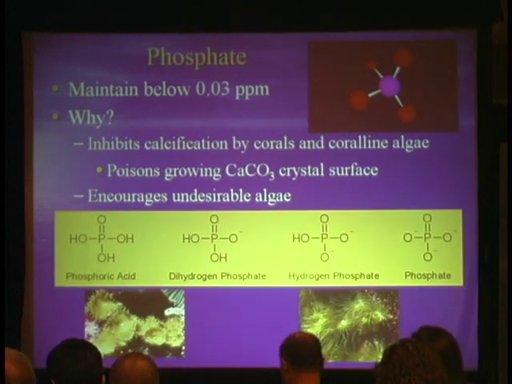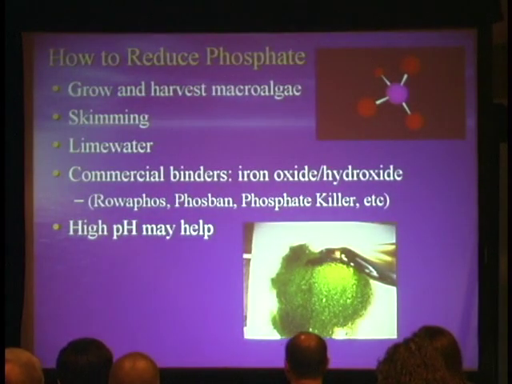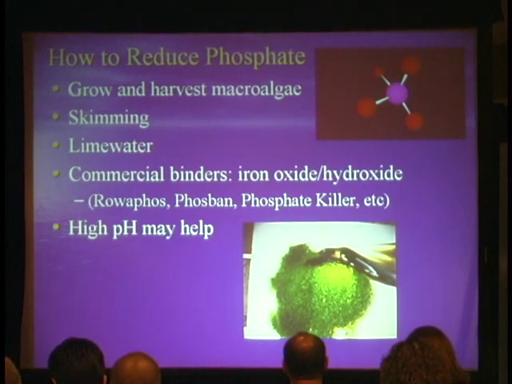There's a lot of ways to reduce phosphate. I've just listed a few of them here. I use the top 3 of those. I grow a lot of macroalgae. You can see a handful of it there. Skimming is a good way. Lime water might be a way. There are also commercial binders that are pretty good at binding phosphate. I don't know of anything at the moment that's wrong with using the iron-based ones, except that they're expensive. And it may be that higher pH actually helps export phosphate from your system.